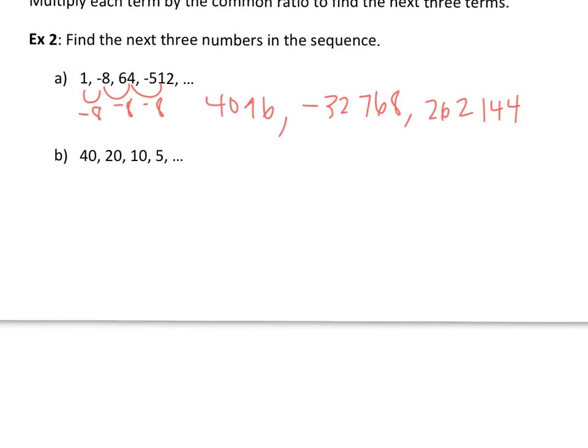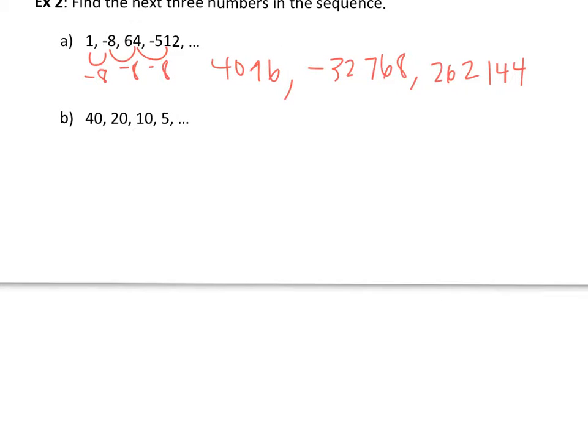Not too difficult. Part B, 40, 20, 10, 5. Let's do the same thing here. Let's figure out the common ratio and then figure out the next 3 terms. So it's multiplying by 1/2. Again, we don't want to say dividing by 2. We want to change that into a multiplication problem because that's what the common ratio means, what we're multiplying each subsequent term by to get the next term. So 5 times 1/2, and make sure you know how to do this on your calculator, gives us 2.5.